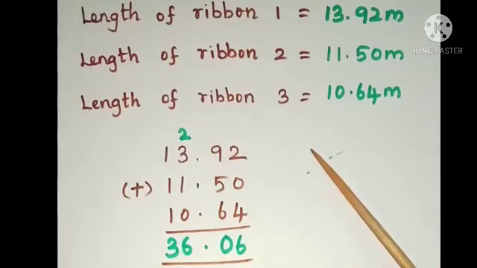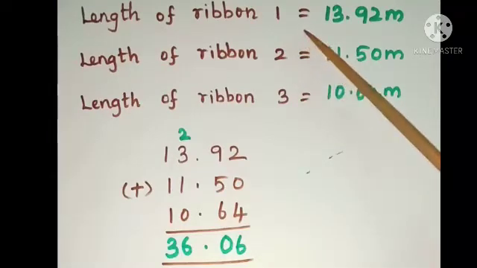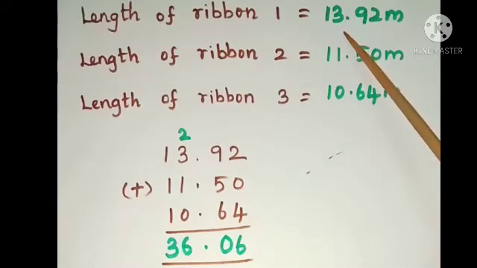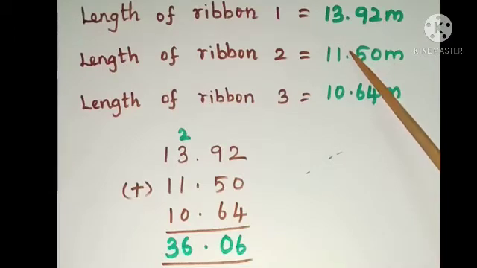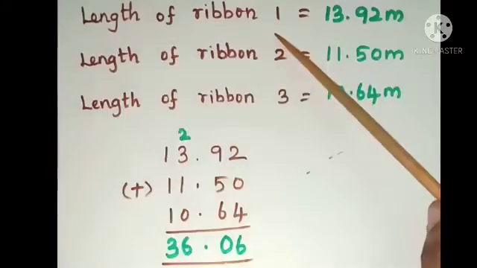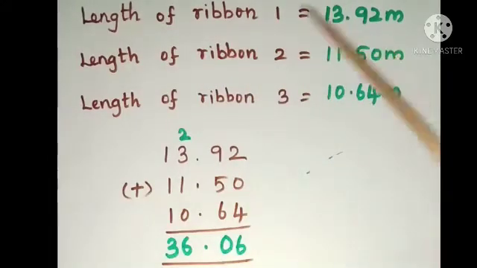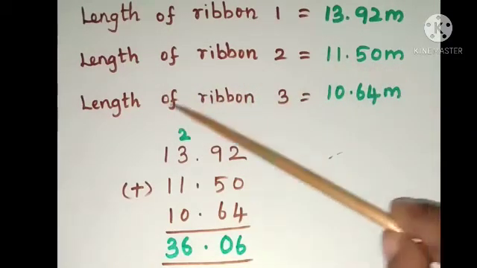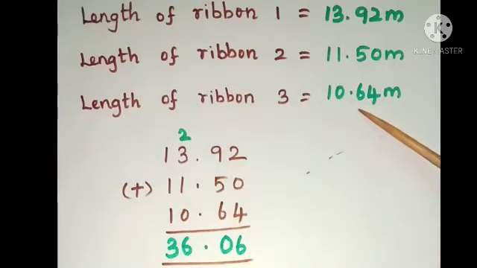Miscellaneous practice problem. First problem. Malini bought 3 ribbons of length 13.92 meter, 11.5 meter and 10.64 meter. Find the total length of the ribbons. Children, here length of ribbon 1 is 13.92 meter. Length of ribbon 2 is 11.50 meter. Length of ribbon 3 is 10.64 meter. Now, we are going to find the total length of the ribbons.